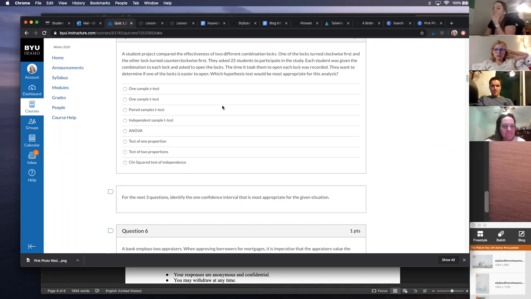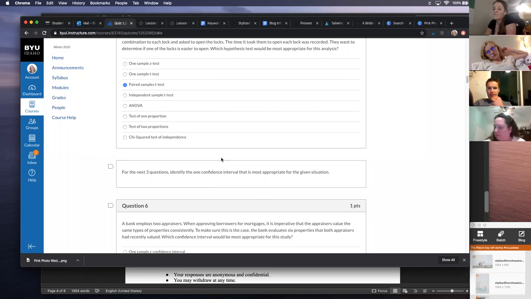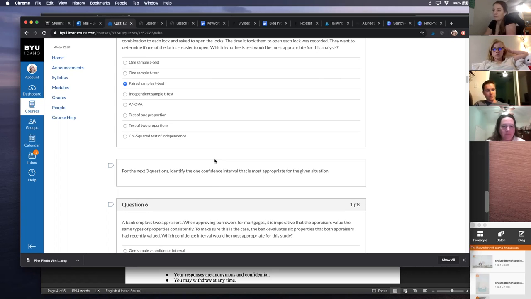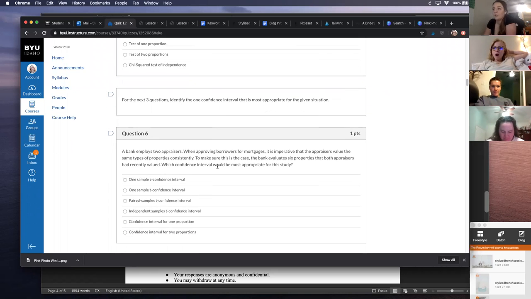So would it be independent, or would it be paired because the same students are using each lock? That makes sense. Yeah, so it would end up being paired because after a kid uses the first lock and the time is recorded for that one, you know exactly what the pair will be, right? Because the same student will just do the second one. Right, okay.